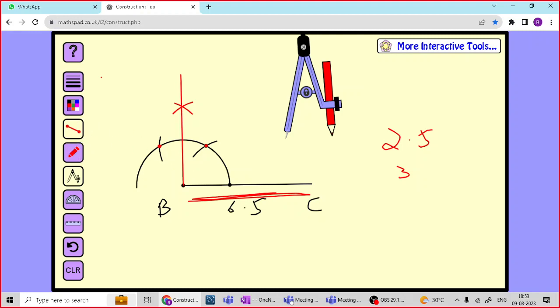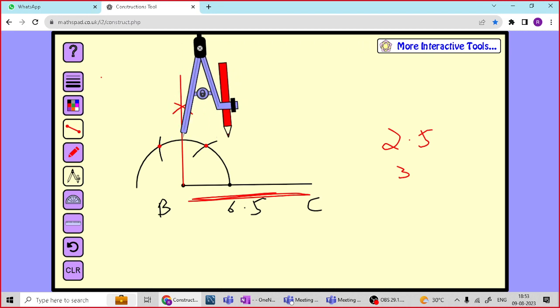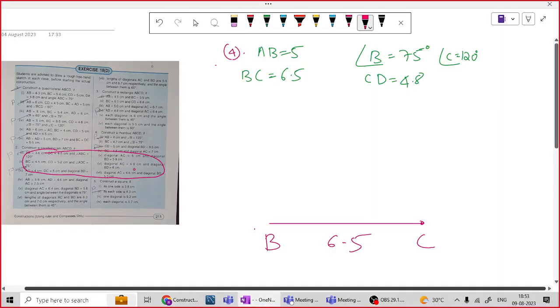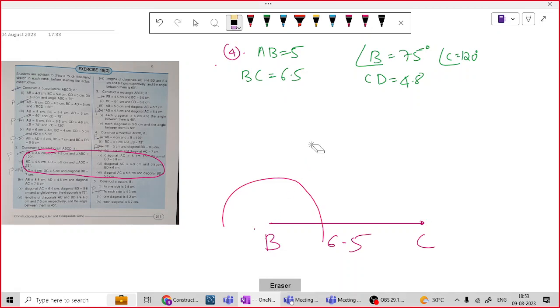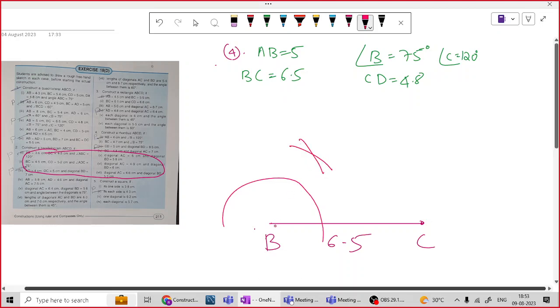Draw 75 on B and 120 on C, students. So what is AD, sir? The value of the line. Check it in the textbook, Tanishka. No, you don't have to draw AD. Look, without AD you can connect. First draw 75. I finished it, so I got a diagram, sir.